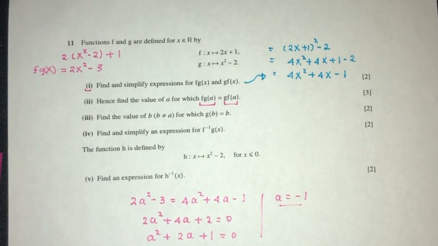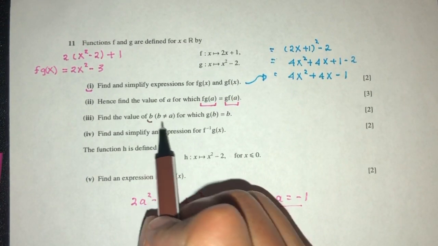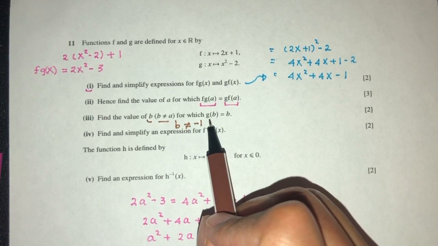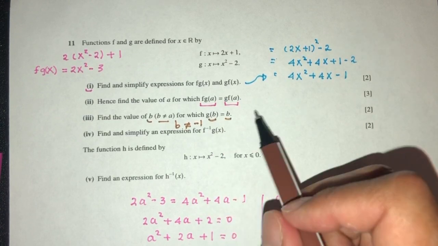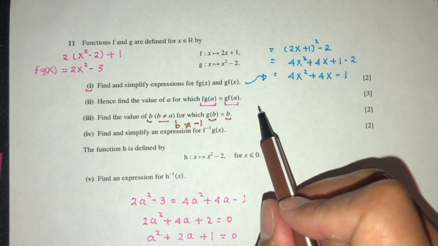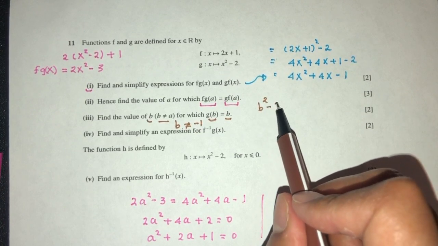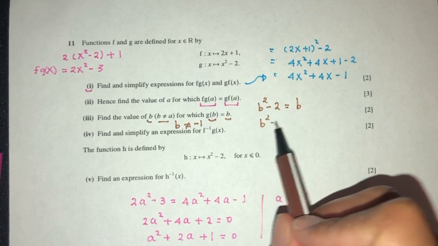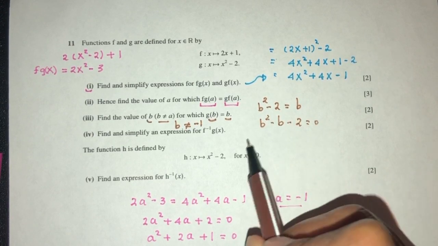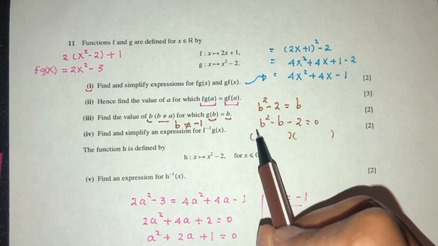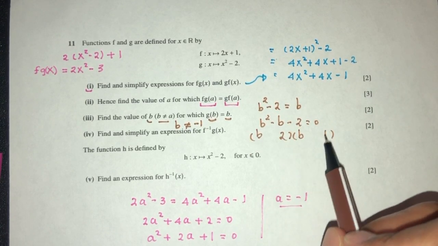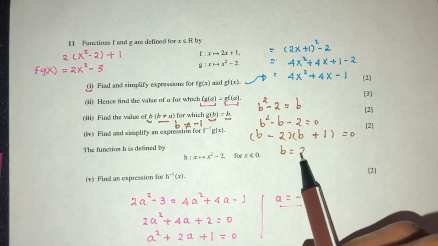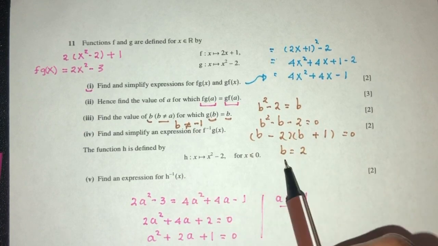Now for part 3, find the value of b for which b is not equal to a. B is not equal to minus 1, for which this is this. So let's find out. g of b is what? Replace here. You will have b squared minus 2 is equal to b. Send this over here. You will have b squared minus b minus 2 is 0. Factorize. B times b. 2 is 2 times 1. We need minus 1. Now minus 2 plus 1. So b will be the value of 2. Because here we have minus 1 again, it cannot be minus 1. So we can only take this one.